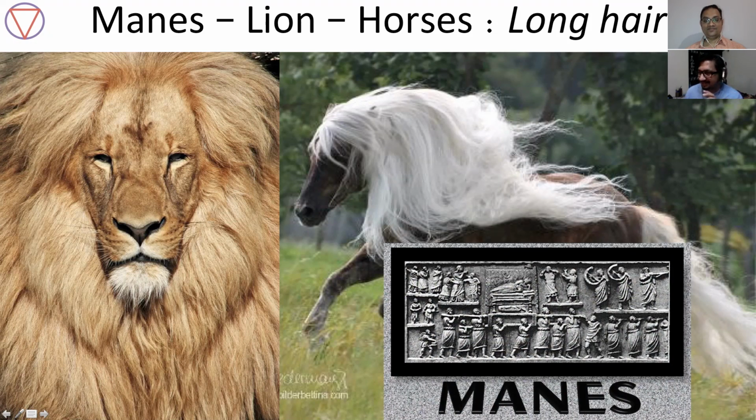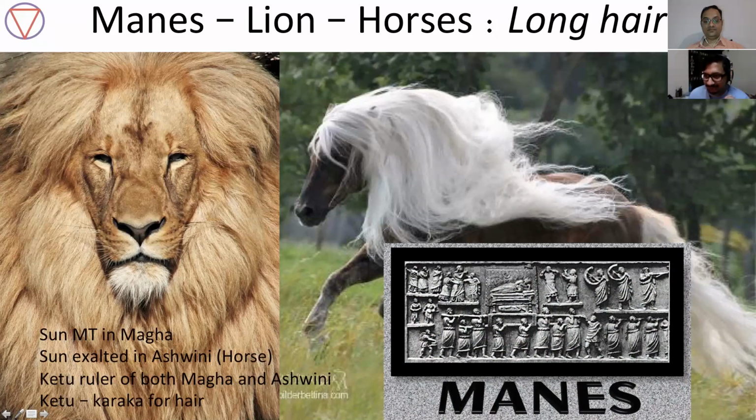In Latin, in Roman times, the manes were the ancestors, the group of ancestors. So it was very interesting to see the same word, mane, for the Pitris, the horse's mane, and the lion's mane. I was trying to see if there was any astrological connection, and found that the Sun's Mulatrikona is in Magha Nakshatra, which is clearly in Leo Rashi. Then you have the Sun exalted in Ashwini Nakshatra, which is associated with the horse. Ketu is the ruler of both Magha and Ashwini, and Ketu is also a Karaka for hair.